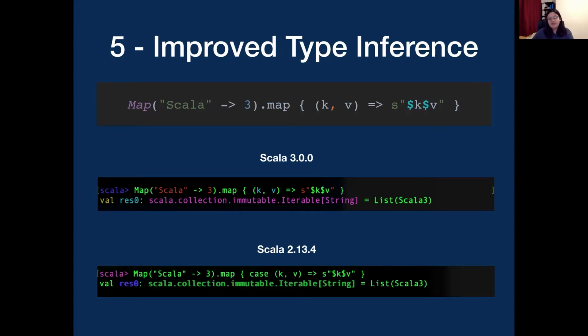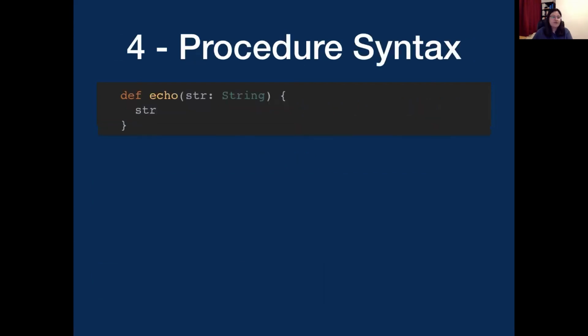So number five, the Scala 3 compiler has a much improved type inference, which makes our life a lot easier. But let's move on to number four. Number four is something that is called procedure syntax, which is something that the Scala 2 compiler offers. And you see it on the screen. This is a simple example where you have no equal between the parameters and the beginning of the body of your function. And what the Scala compiler assumes is that you mean that your function has return type unit.